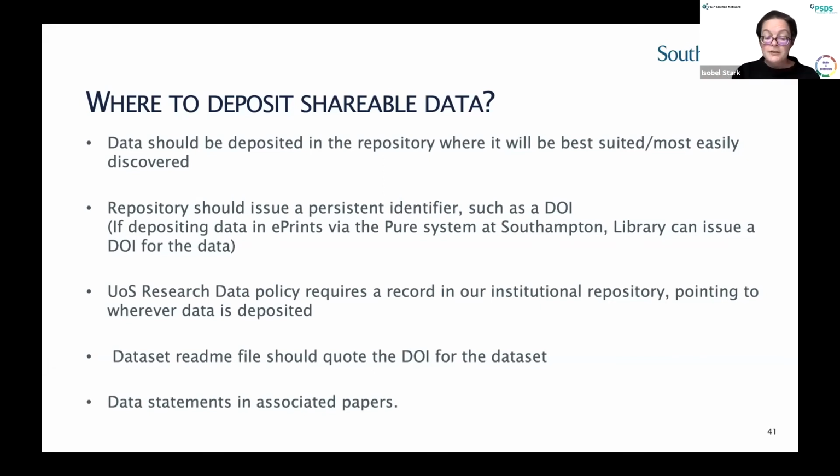And you should make a README file for any data that you are depositing elsewhere. And that README file should quote the DOI for the data set, because otherwise they may get separated at some point. And it should also list any associated papers, and likewise in the associated papers, so if you've done any publication, whether it be a conference paper or actually a journal article, have a data statement in there saying where the underlying data can be found.